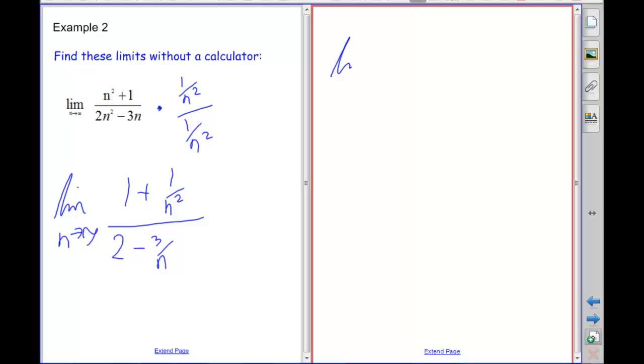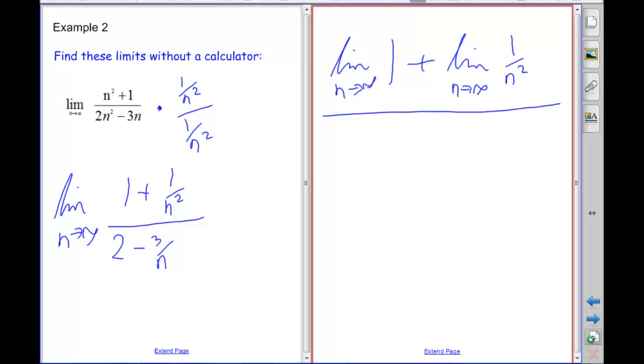You get the limit as n goes to infinity of 1 plus the limit as n goes to infinity of 1 over n squared, all over the limit as n goes to infinity of 2 minus the limit as n goes to infinity of 3 over n. Okay? Now, this sometimes confuses students because they think, oh, it's 1, it's not changing. That's right, it's constant. It's unaffected by n changing. So the limit of this is just 1.